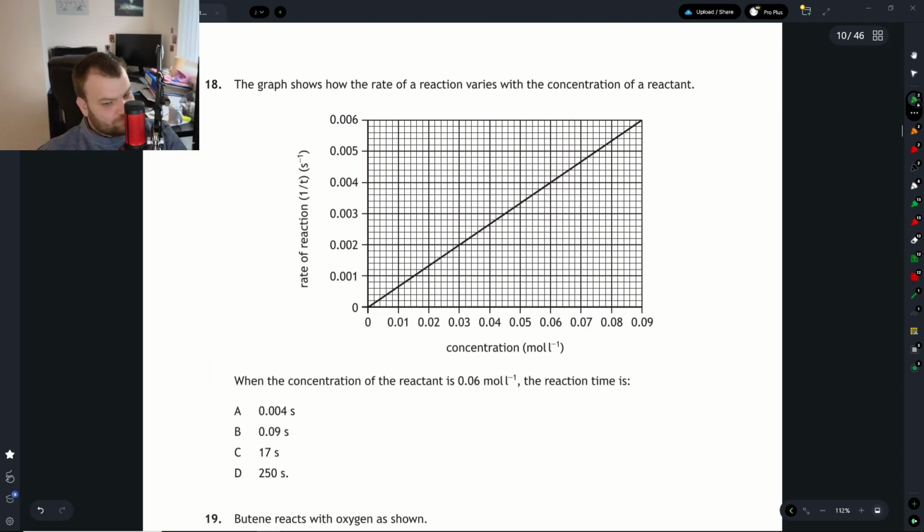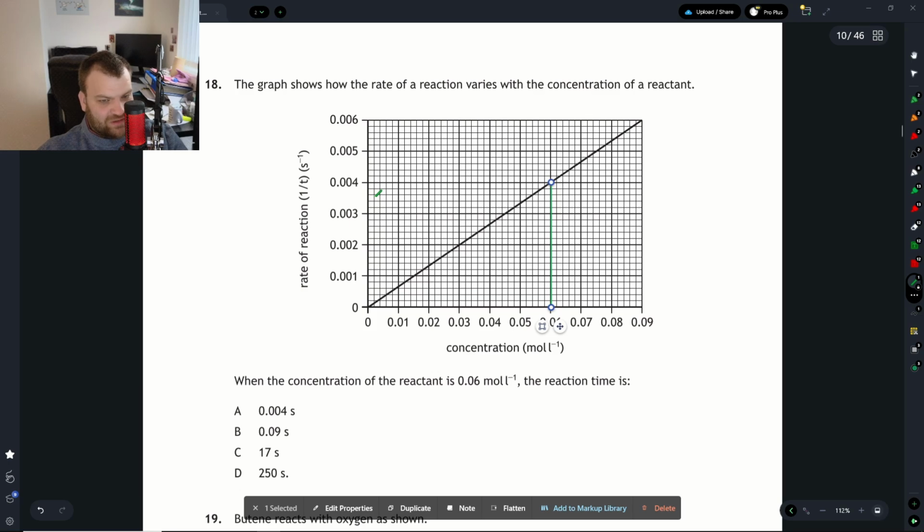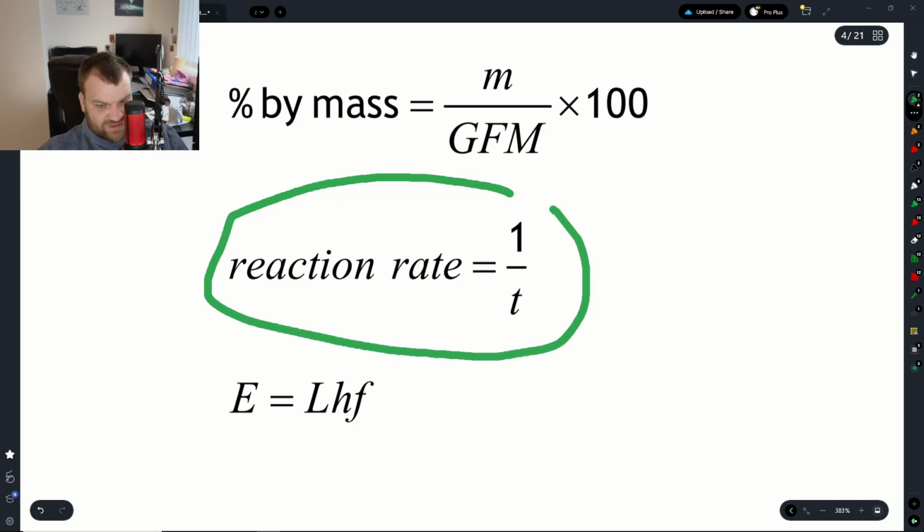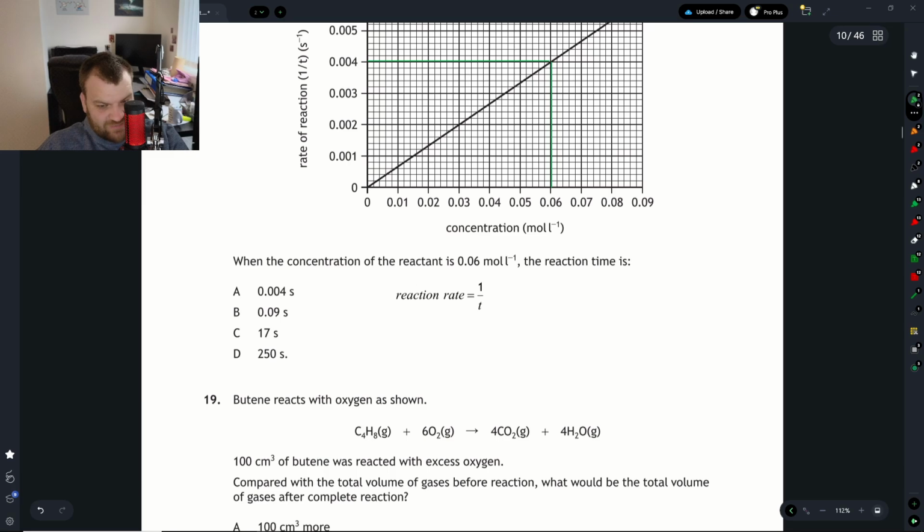Moving on to 18. Here we are asked about the reaction time of a particular reaction. We're told the concentration we care about. We want to run that up to the line. We want to run it across to find out our reaction rate. The data booklet tells us that reaction rate equals 1 over the time. We want to know the time, so we need to rearrange this. That means time will equal 1 over the reaction rate. Time will equal 1 over 0.004, and that gives you 250 seconds. And the correct answer of D.